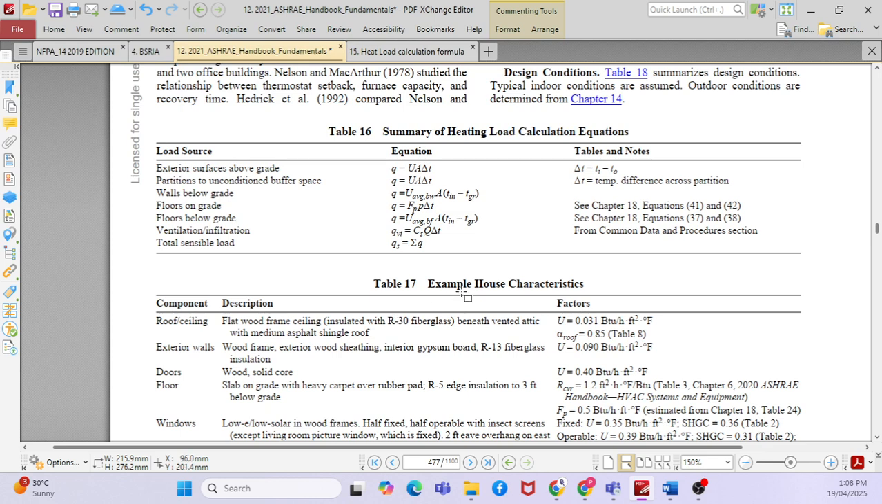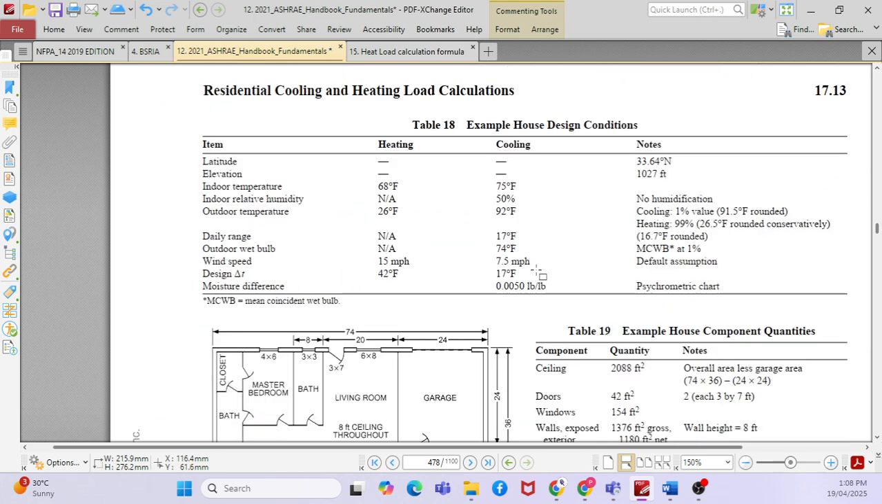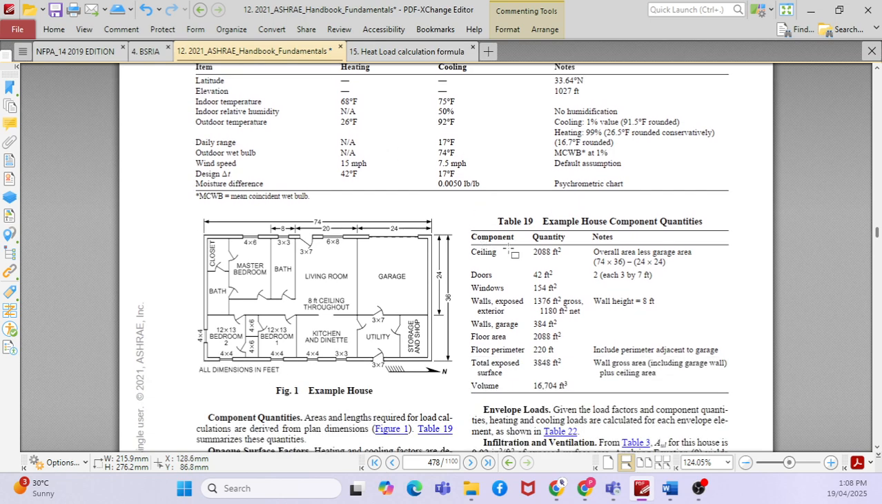Remember I told you to study the external load and internal load. In the internal load you have lighting. Say for example you have lights. Light is purely a sensible load. When it comes to ventilation air, you have both sensible and latent. In some appliances we will have latent load also. Whenever it comes to moisture, there is a latent load.